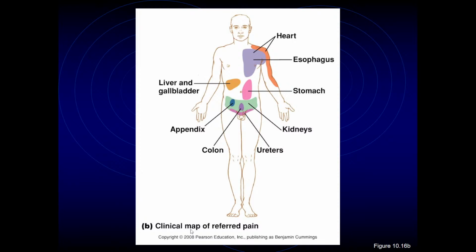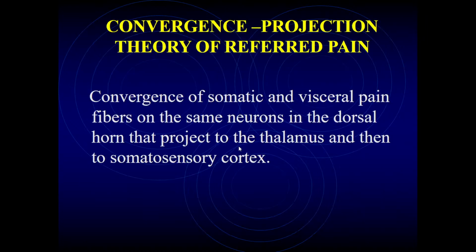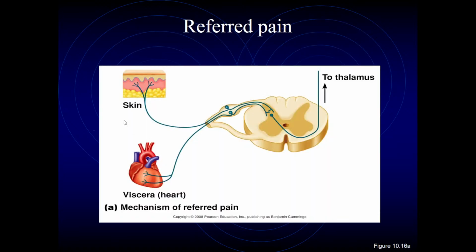Look at this slide. It's a clinical map of referred pain. Referred pain maps are used for diagnosis. What about the theory of referred pain? The modern theory is the convergent projection theory. Convergence of somatic and visceral pain fibers on the same neurons in the dorsal horn that project to the thalamus and then to the somatosensory cortex.